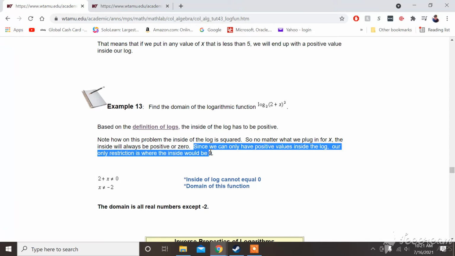I can't really think of a perfect analogy, but just think 2 plus x, and everything in here is perfect, and all numbers work except for 0. So 0 is basically common sense. 0 is not positive or negative. So nothing can be 0.